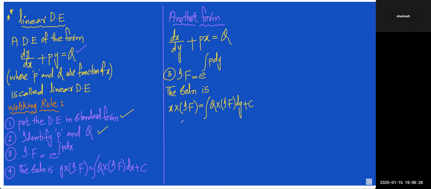Yes, these are the two different forms of differential equation. Sometimes we are also using some formulas. Those formulas also I will write here. Very famous formulas, and we can reduce so much time.